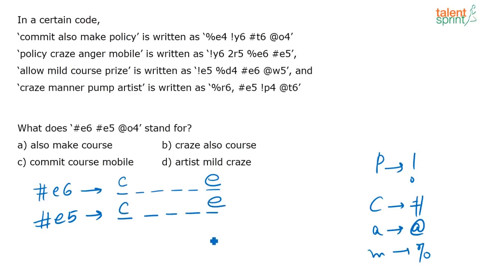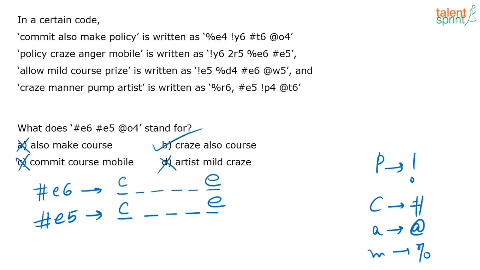Now, if you look at the options, there is only one option which satisfies this. There are 2 words with C, but there are 6 letters in each of these words. So this is not the correct option. Here, there is only one word with C. There should be 2 words with C. So this is also not the correct option. This is also not the correct option. So the answer is going to be option B.